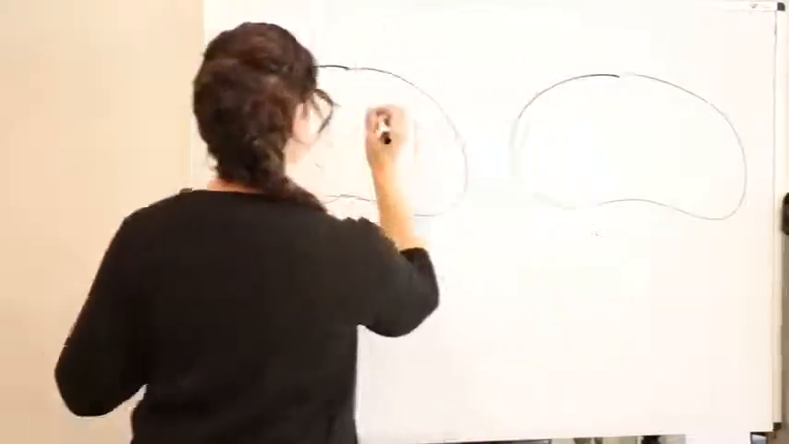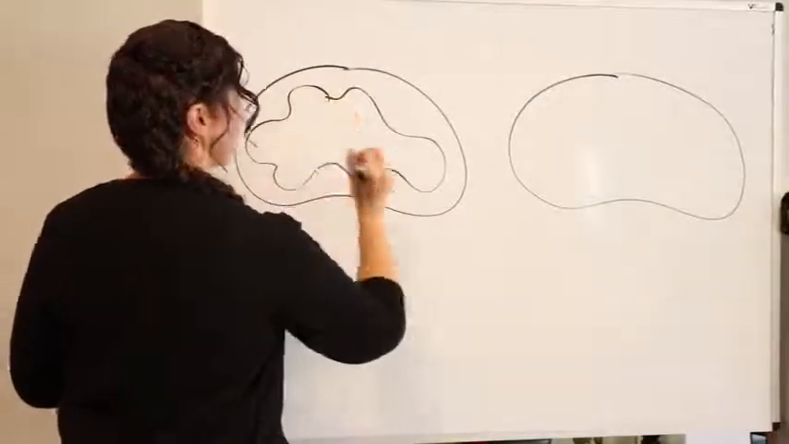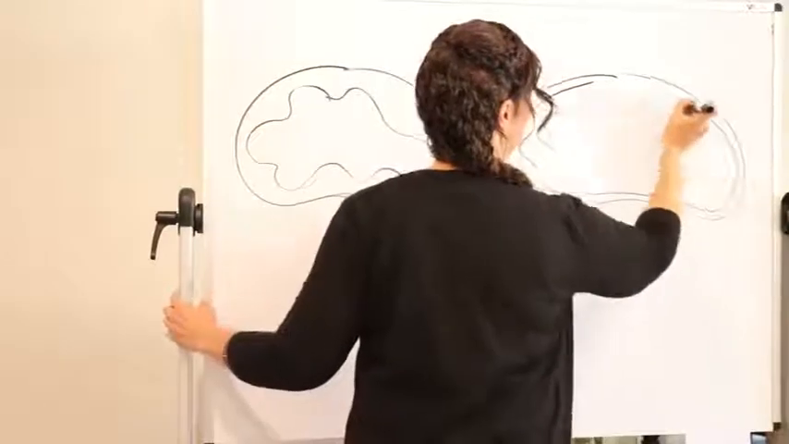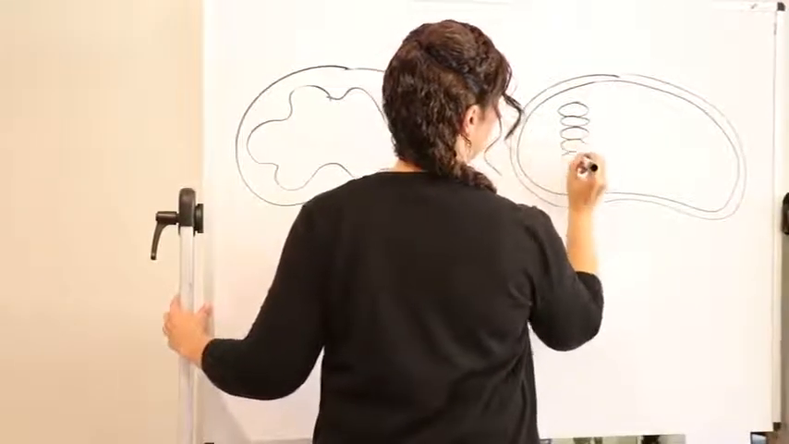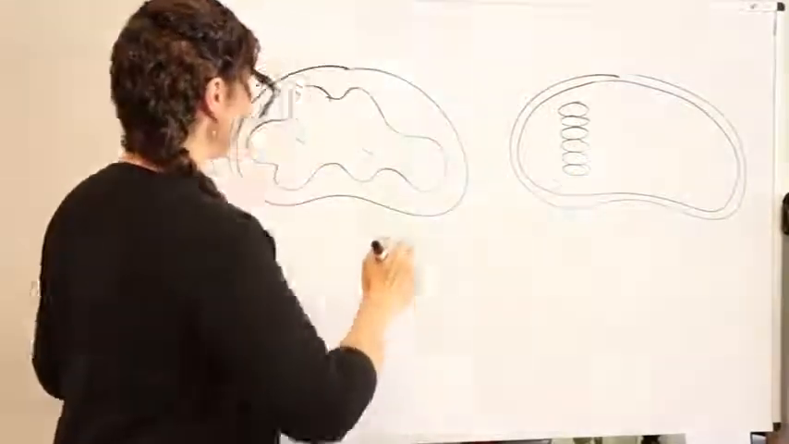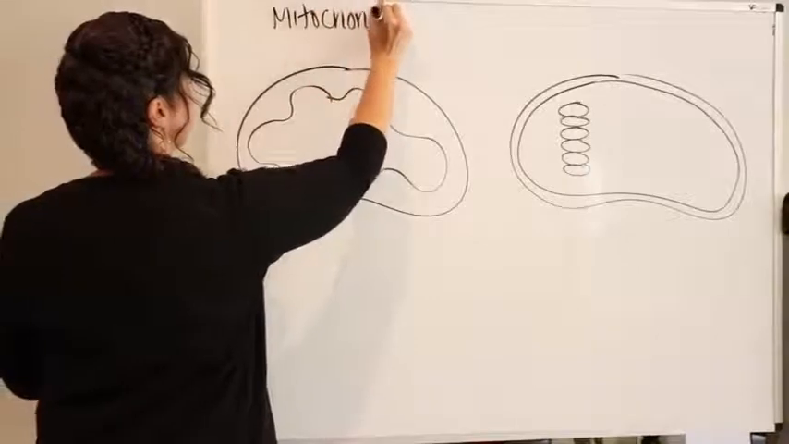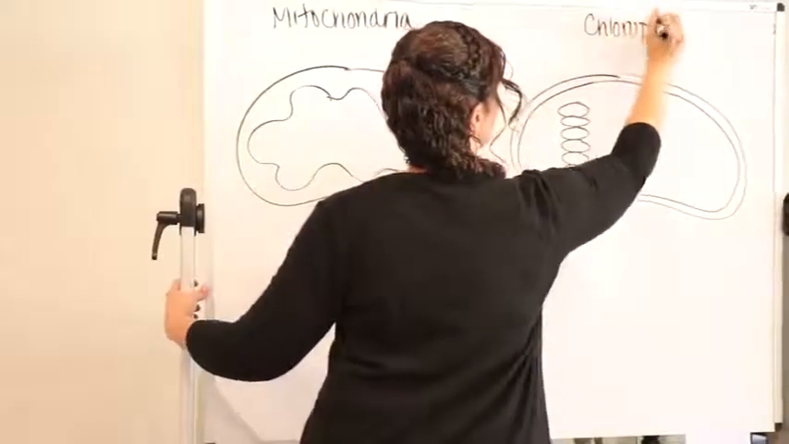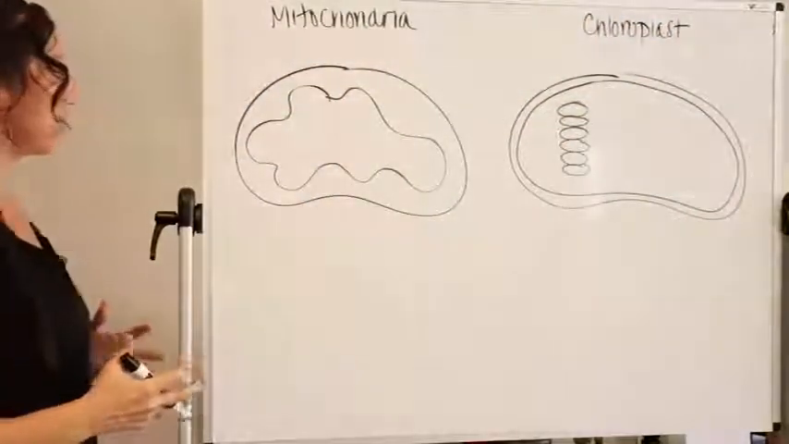All right, let's fill in the details. On a mitochondria, I got my inner membrane. Chloroplast, I got my inner membrane. And I got my thylakoids. All right, so this is the mitochondria. And this is the chloroplast. All right, let's draw what we know, what's going on here.